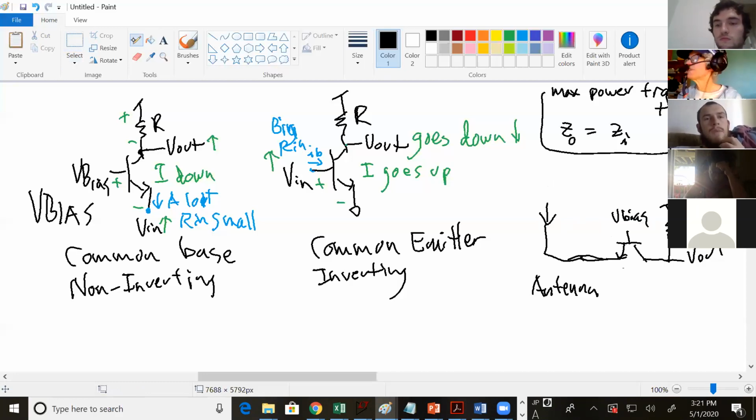But it's not very good because it has such a small RN. If you use it with almost any other circuit, it's going to load that other circuit like mad, and it won't work very well.